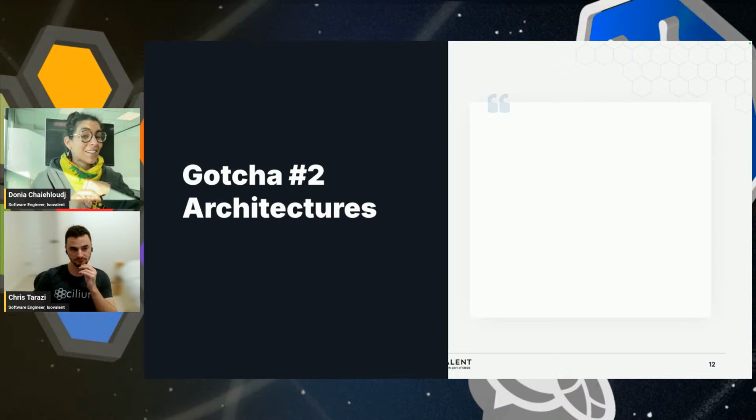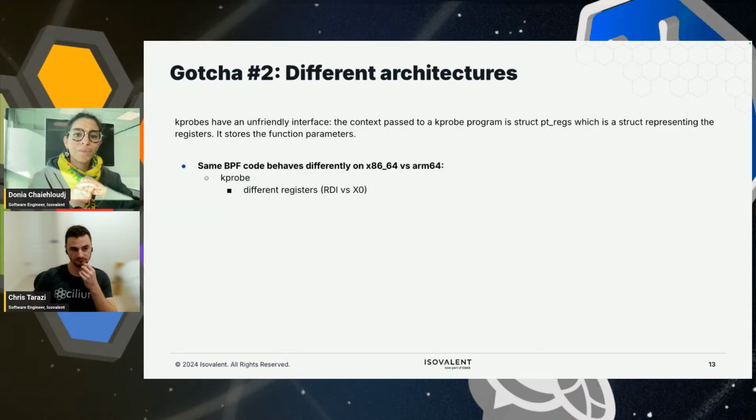Let's move to the second gotcha about architectures. So kprobes have an unfriendly interface that's actually known, and the context passed to a kprobe is the struct pt_regs, a struct representing registers, and it stores the function parameters. But if you're using different architectures, you're going to use different registers. So the way you access the registers and all this information is different.